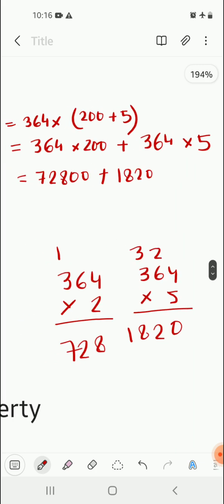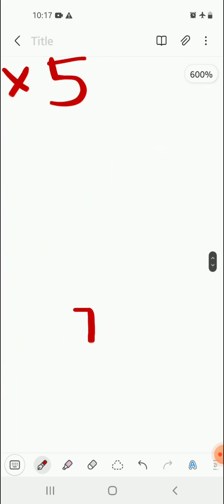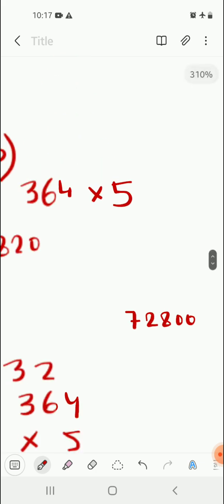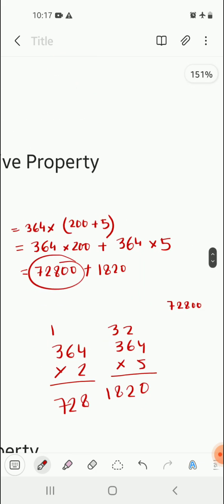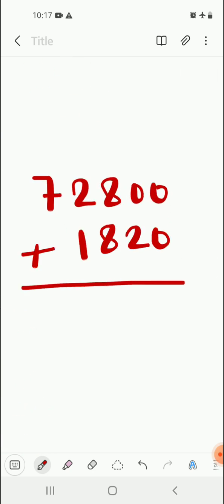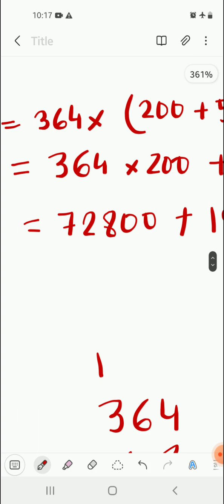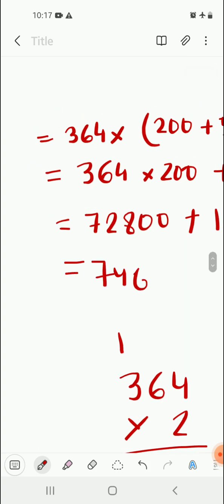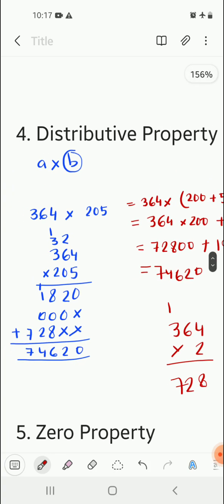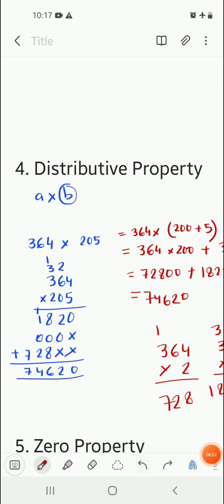Now what we have to do is simply add these two numbers, that is 72800 plus 1820. 72800, that is the first number, and then along with it add 1820. Add the numbers, we get 74620. The answer that we get is 74620. See, if we check, the answer is the same as that of this. So these are the simple ways in which we can do it.